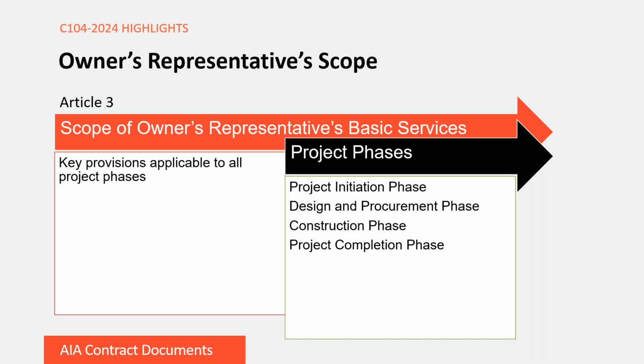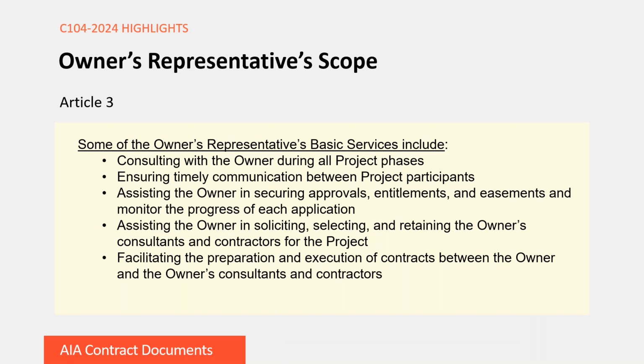So what services can owners expect from owners' representatives in these various specific phases that you've laid out? Sure. Some of the provisions that are applicable to all phases of the project will include consulting with the owner during all phases of the project, ensuring timely communication, securing approvals, entitlements, easements, and monitoring the progress of each one of those applications. You're also going to see the owner's representative assisting the owner in soliciting, selecting, and retaining owner's consultants and contractors for the project, and then also helping them prepare and execute the contracts for those.